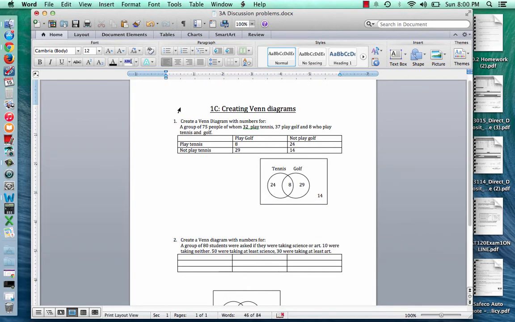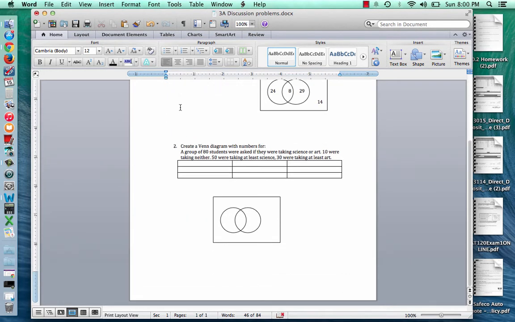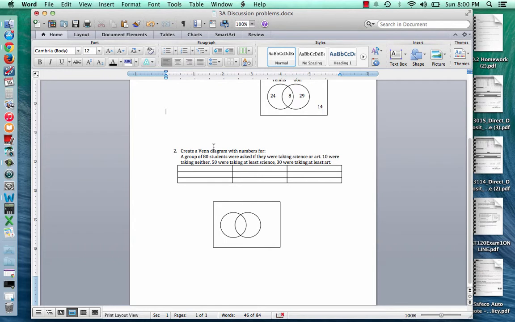All right, let's go down to this next one. So this one says a group of 80 students were asked if they were taking science or art. 10 were taking neither. 50 were taking at least science, and 30 were taking at least art. So science and art, you can take both of those things. So we'll say taking science and taking art.